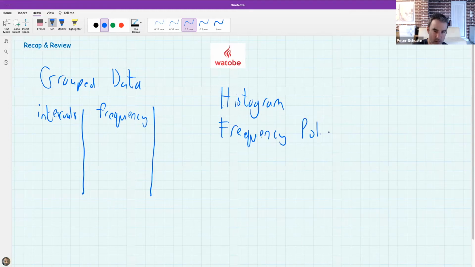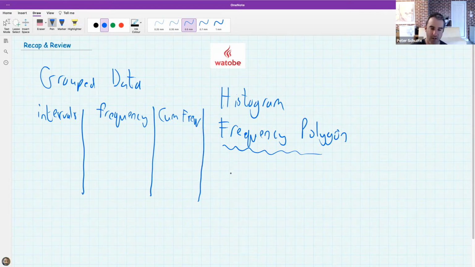One was a histogram, and the other was a frequency polygon. Today, we're going to finish off frequency polygons, and then add a graph which needs an extra column in the data table called cumulative frequency. That graph is called an ogive, or a cumulative frequency curve. That's going to be the main focus of today.